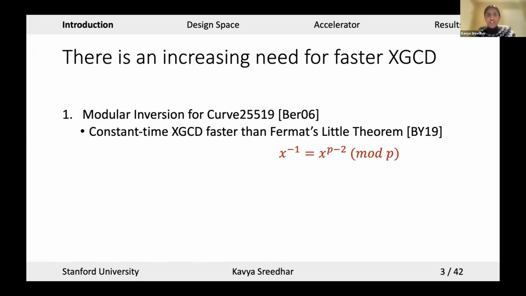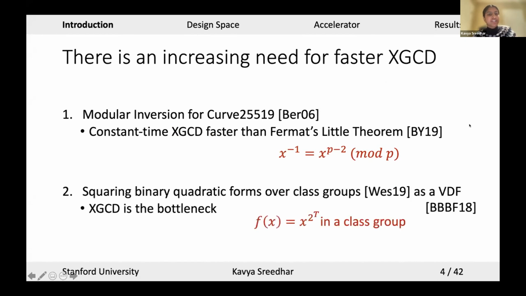However, two recent developments suggest that there is a larger need for fast extended GCD implementations. The first is this realization that constant time XGCD can be faster than Fermat's Little Theorem for modular inversion for elliptic curve cryptography, such as Curve25519. The second application is this increased interest in squaring binary quadratic forms over class groups as a verifiable delay function, or VDF. VDFs are useful for consensus protocols. And in fact, Chia, I think there's some folks from Chia on the call here, have been looking into using this particular VDF in their protocol. And for this operation, XGCD is the primary bottleneck, taking about 91% of the execution time when profiled in software.